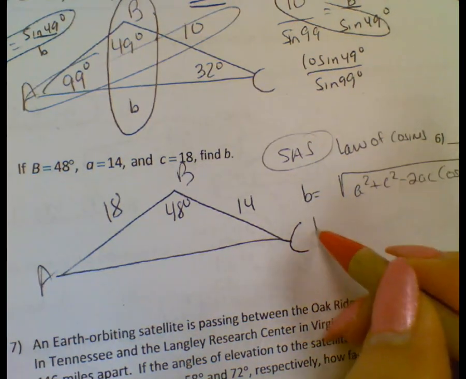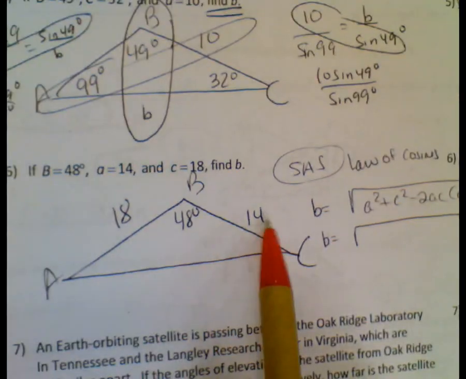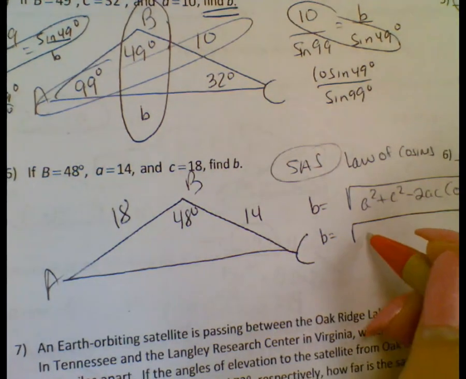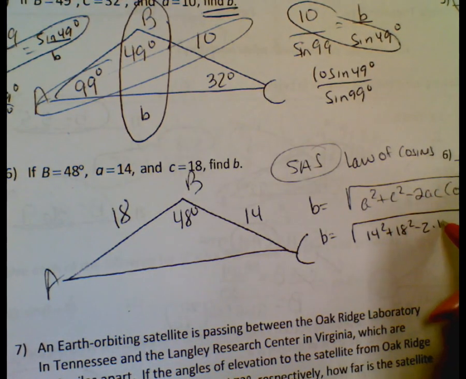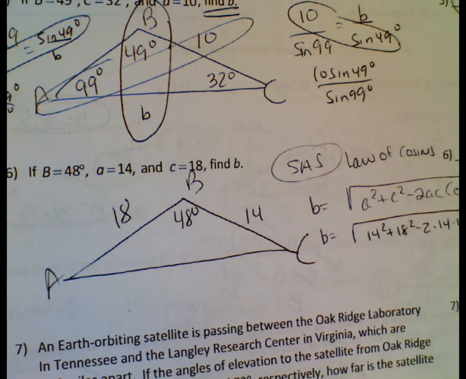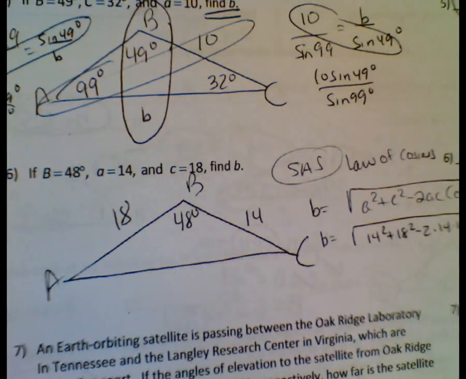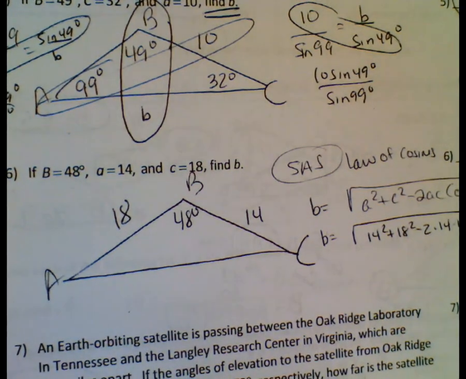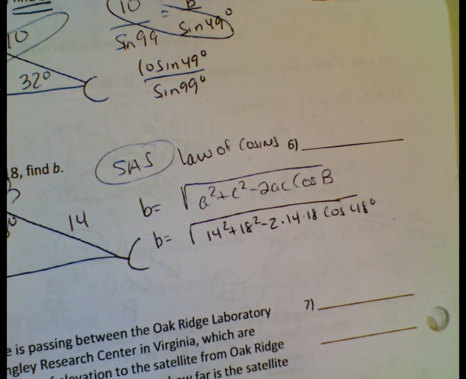Now we're going to punch in numbers. Now for the substitution. You can only plug in the numbers that are given, so that's kind of easy. A is 14. C is 18. Minus 2 times 14 times 18 times cosine of 48. If you're sitting there right now and you have not got any of the answers that I've got on the calculator, you may be in radians. Make sure your calculator is always in degrees if you're getting weird answers. Imaginaries, you might be in radians too.